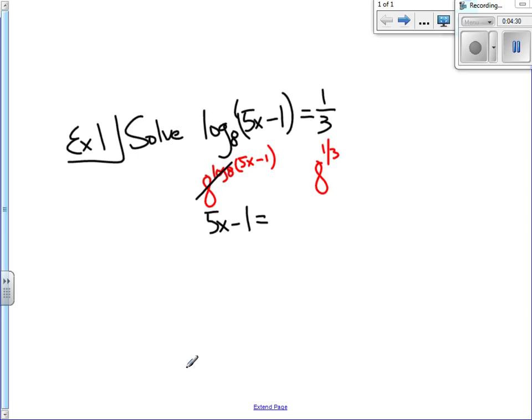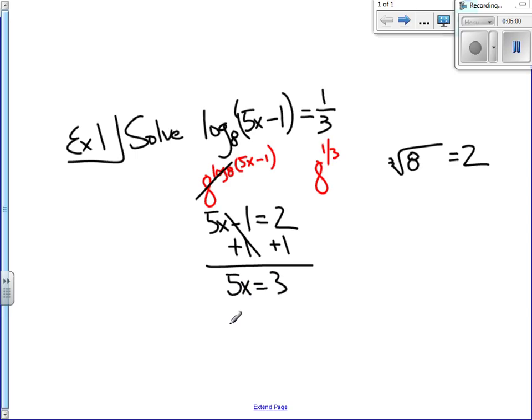Now 8 to the 1/3, you can do that on a calculator, but I also want to point out that when you raise something to the 1/3 power, it's the same thing as saying we're taking the cube root of that, and the cube root of 8 is 2. Okay, so now we're going to do what to get x by itself? We're going to add 1, right? And then divide by 5. All right, so our solution to this is 3/5.